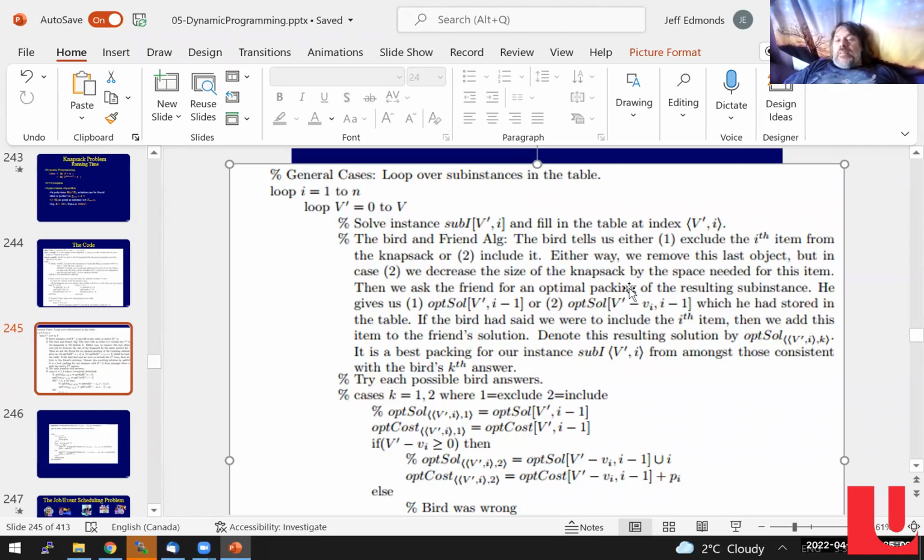And how am I going to solve it? I'm going to ask my friend. And so my friend will tell me, if you have a knapsack of size V prime minus v_i, which of your first i minus one objects do you put in it? And the friend tells me the optimal solution. The way I get it from my friend is I look it up in the table. And then what is my answer? Well, in this much of the knapsack, I do exactly what the friend told me to do. And in the last v_i of the knapsack, I put object i. Does that make sense?